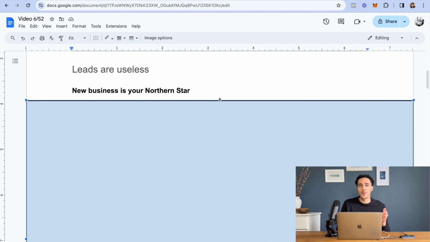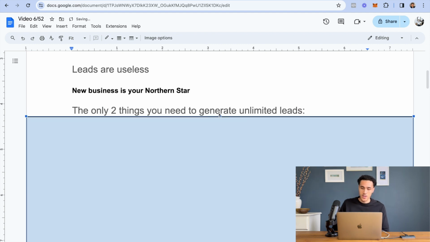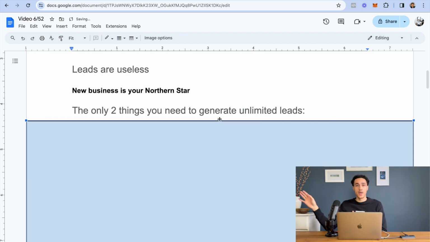Now, the reason they wouldn't buy is because it's probably nothing to do with your business. If you don't have a business that's selling cars or to do with cars, it's nothing to do with your business. So what some people do wrong is they think that generating leads is the most important thing, but none of those leads actually buy. Okay, so new business is your Northern Star. Okay. Now I've got that out of the way.